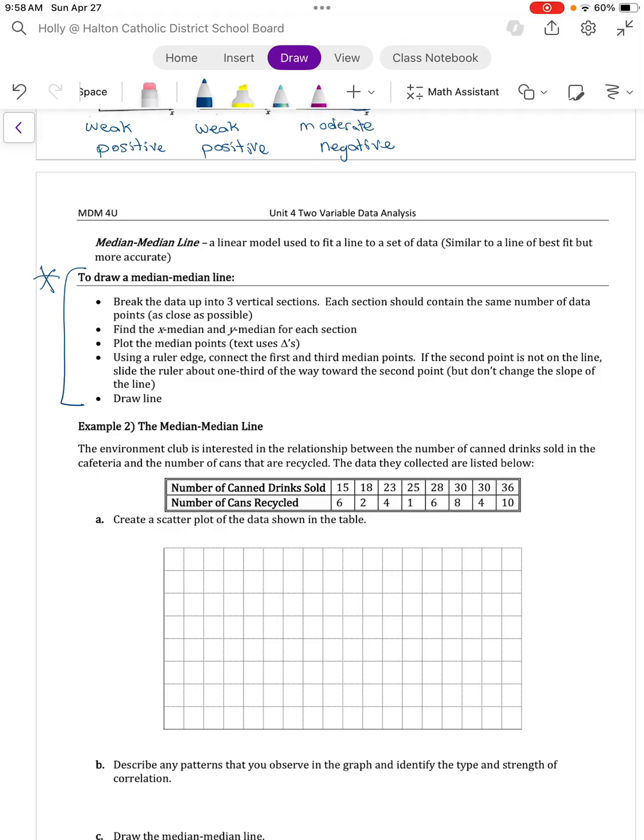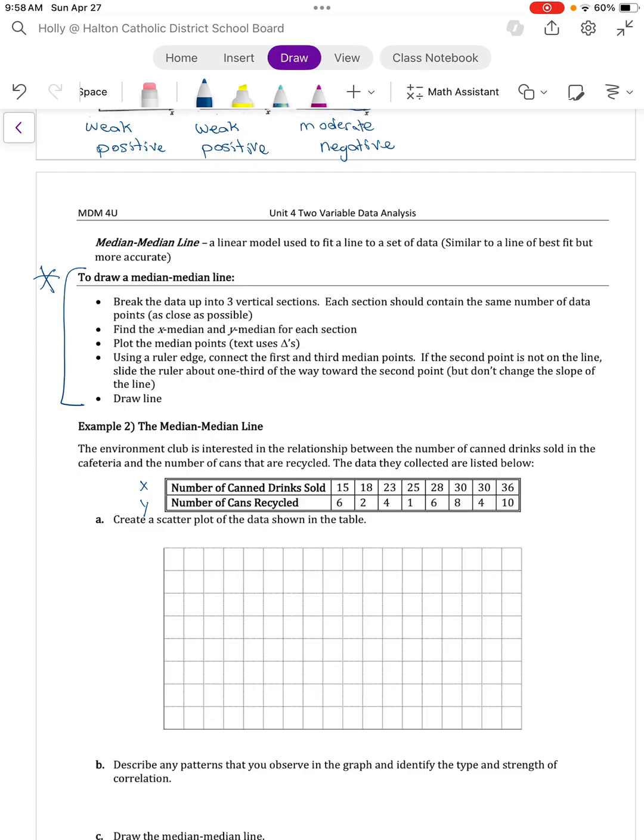The median line. So the Environment Club is interested in the relationship between the number of canned drinks sold in the cafeteria and the number of cans that are recycled. The data they collected are listed below. So number of canned drinks, number of cans recycled. So first, before I even follow the steps, I'm going to determine which variable is which. So does the number of canned drinks sold depend on the number recycled? Or does the number of cans recycled depend on the number of cans sold? I would say the number of cans recycled depends on the number of cans sold. So I label them X and Y as such.